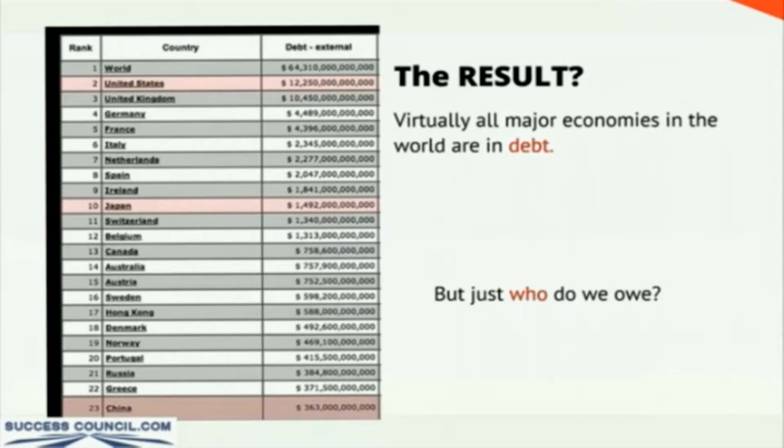I know you're smart enough to know that all these countries don't owe the few countries that are not on the list. It's not like all the wealthy countries owe Tunisia, Egypt, and Costa Rica. No, all those countries are in debt as well. So who do we owe?